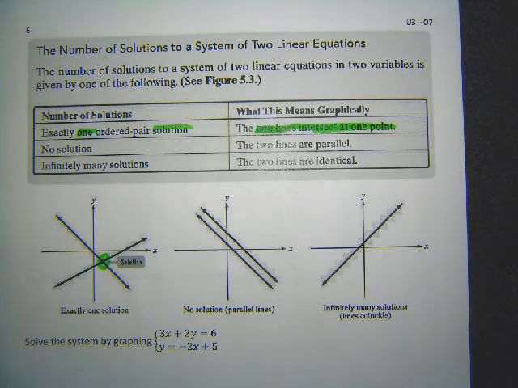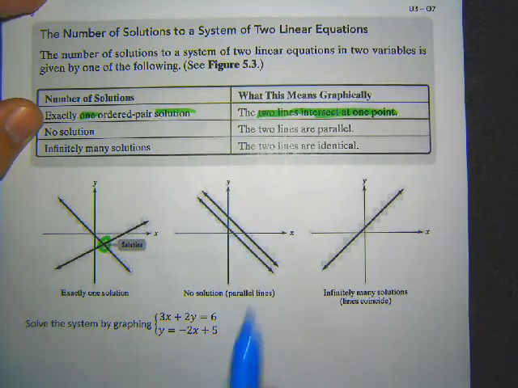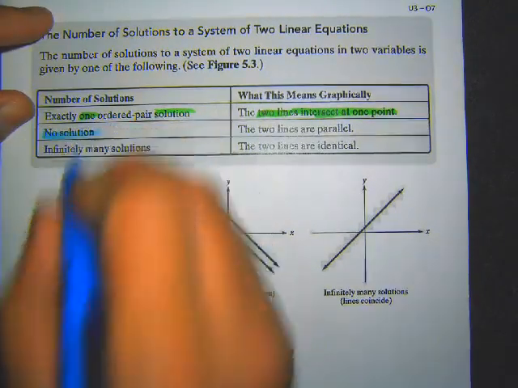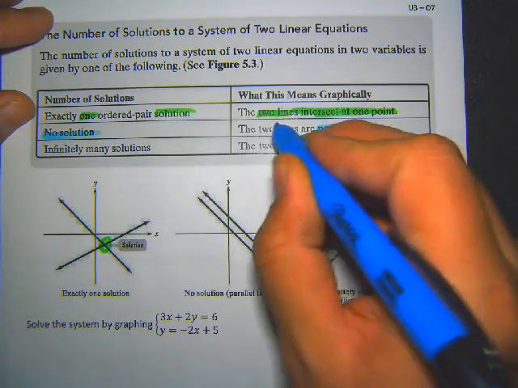Now it is possible to graph two straight lines using two equations and never have a solution. You can have one with no solution because the lines are parallel.